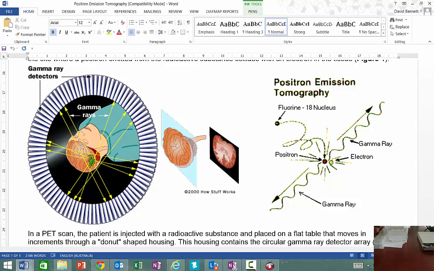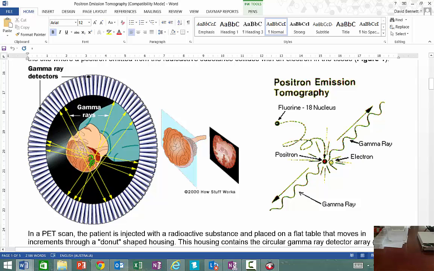So let's say you've got a tumour in your brain, and what's going to happen is you'll see lots more of these positron emissions occurring from a part which is basically attracting more of the glucose, and so therefore that gives you an idea where the cancer might be.